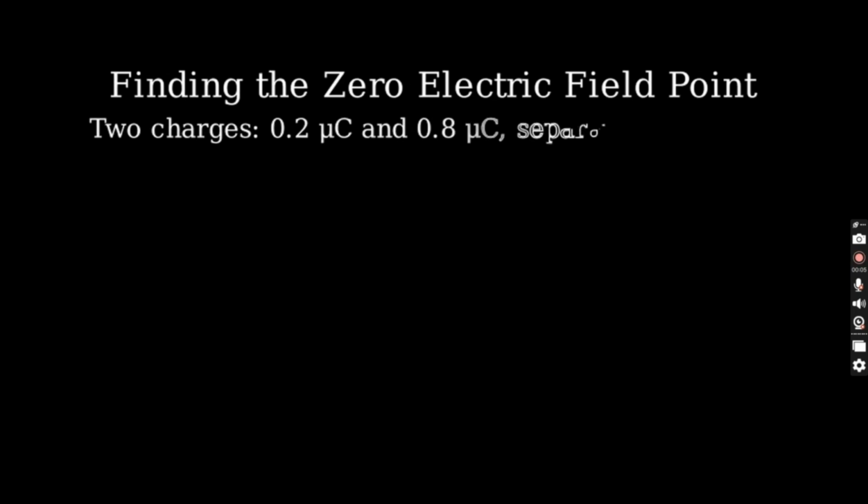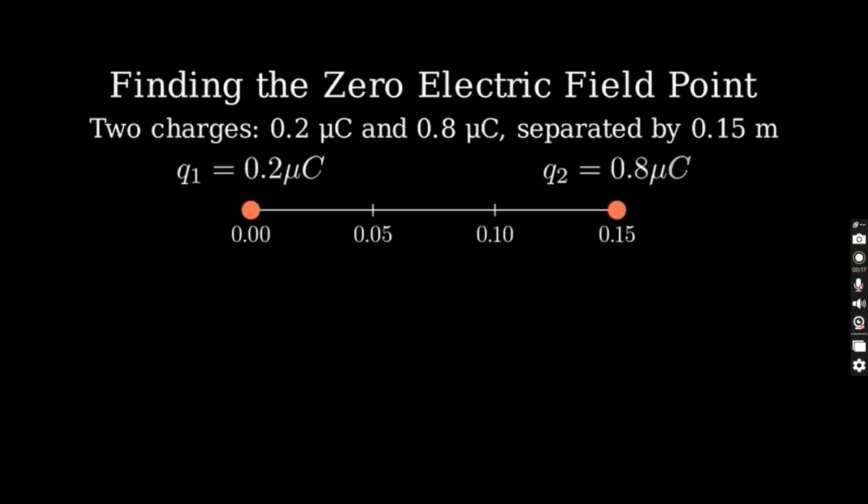Let's solve a problem involving finding the point where the electric field is 0 between two positive charges. We have two charges, a 0.2 microcoulomb charge and a 0.8 microcoulomb charge, placed 0.15 meters apart. Let's visualize this setup. Here's our first charge, Q1, which is 0.2 microcoulombs, and here's our second charge, Q2, which is 0.8 microcoulombs. The distance between them is 0.15 meters.